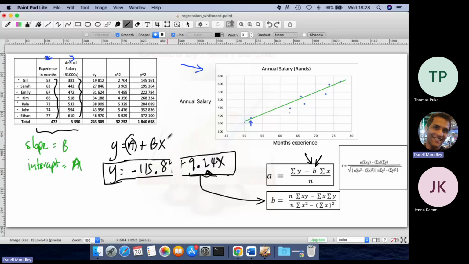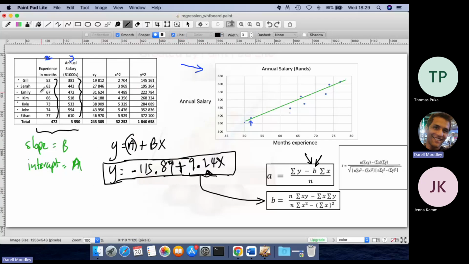Let me just write it a bit neater. So that's our equation. I'm really messing this up here. Let me write it neater. Plus 9.24. So now we've got this equation, and we're going to use it to make estimates.